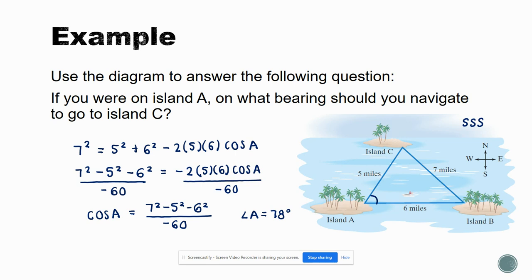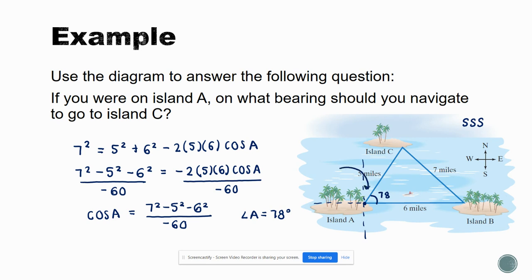That's not our final answer. It's asking for a bearing. And if I want the bearing to go from island A to island C, that means that this vertex right here has to be the origin if we're thinking about our north, south, east, west, or our x and y axis. So the value that I just got was 78. Notice that that is not the angle that is going to be a part of my final answer because I always want the angle that is formed with the north-south line.